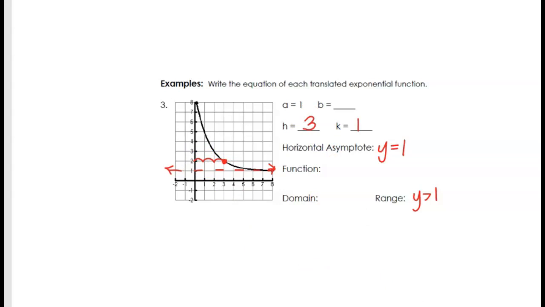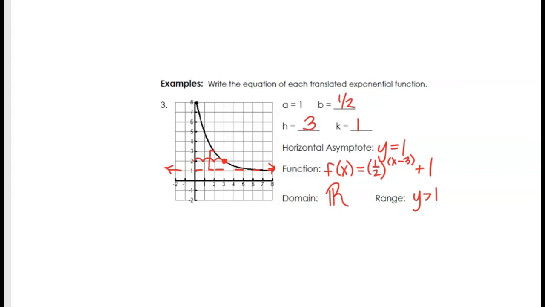And then my b value is the distance that you count 1 to the left of that point. So this distance right here is a distance of 2. So my b value is 1/2. So if I were going to put all of these into my function, I would put f of x equals 1/2 to the power of x minus 3, and then plus 1. And I would say that my domain from the left to the right is arrow to arrow. So it's all real numbers.